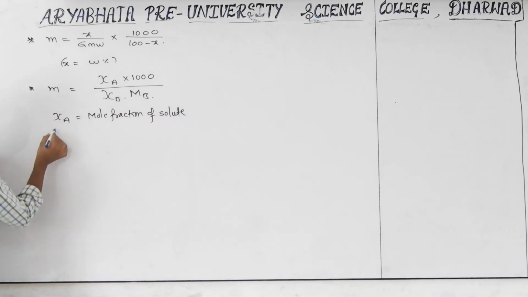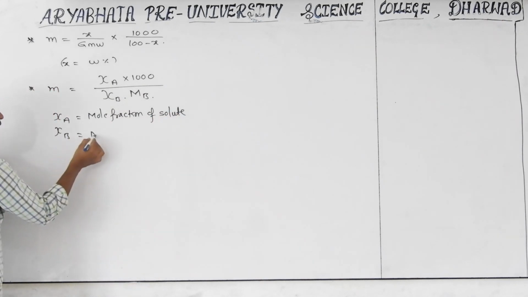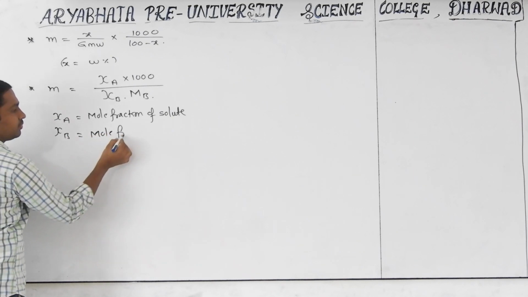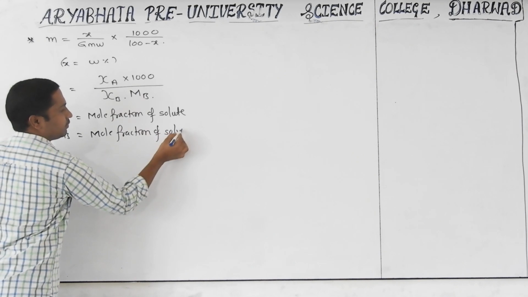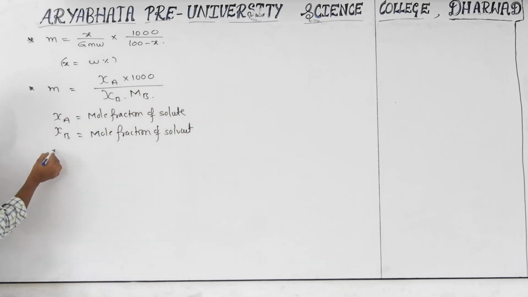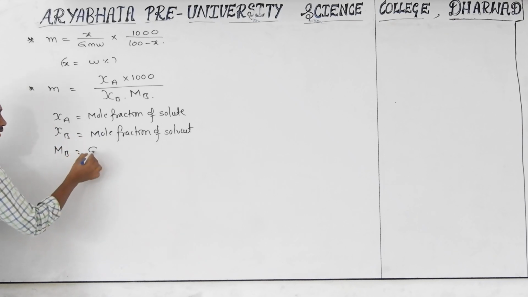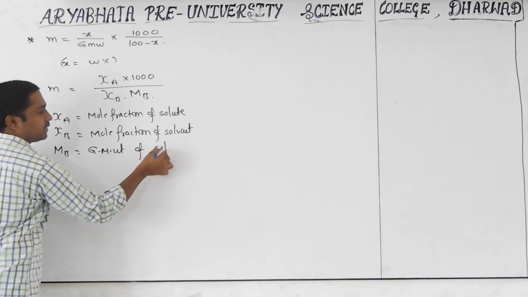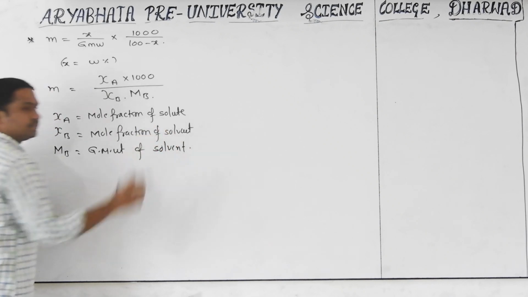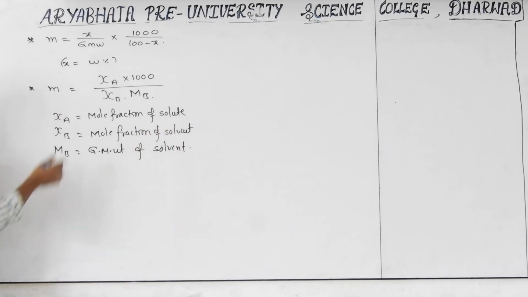And what is the meaning of chi B? Mole fraction of the solvent. What is the meaning of MB? It is the gram molecular weight of the B, meaning the solvent. Gram molecular weight of solvent. Yes? And still we have some other relations.